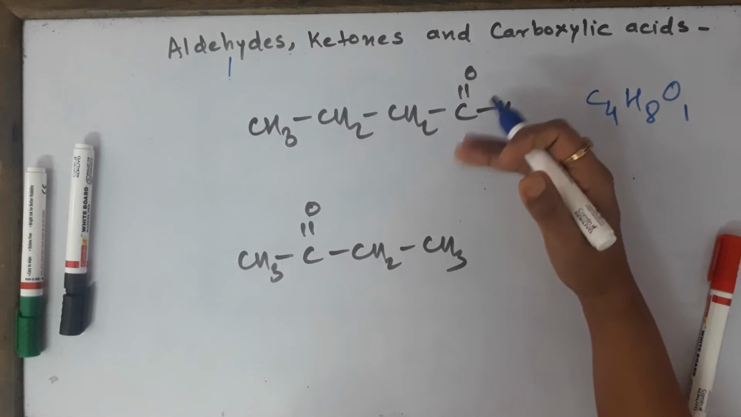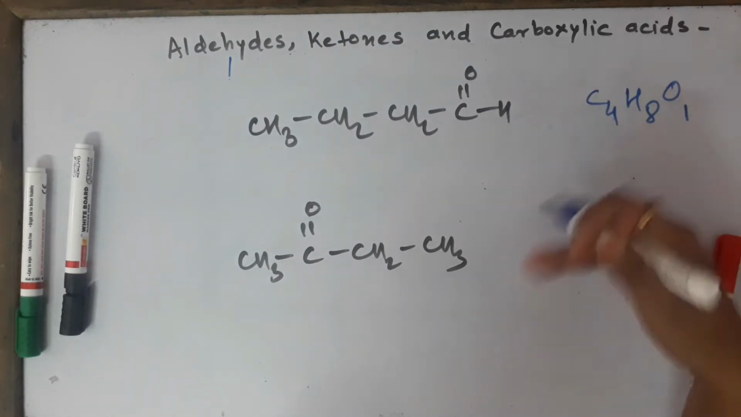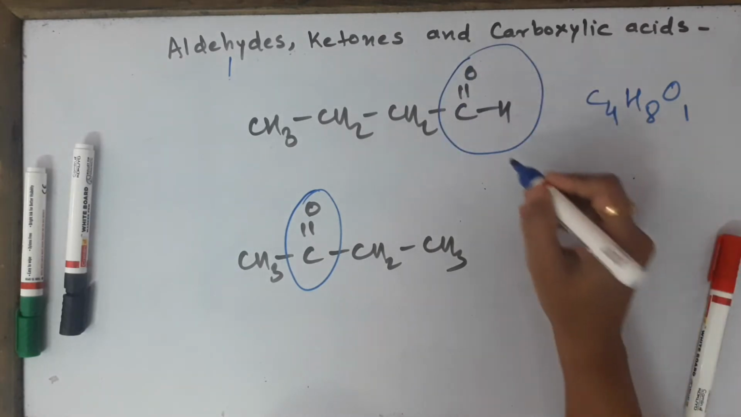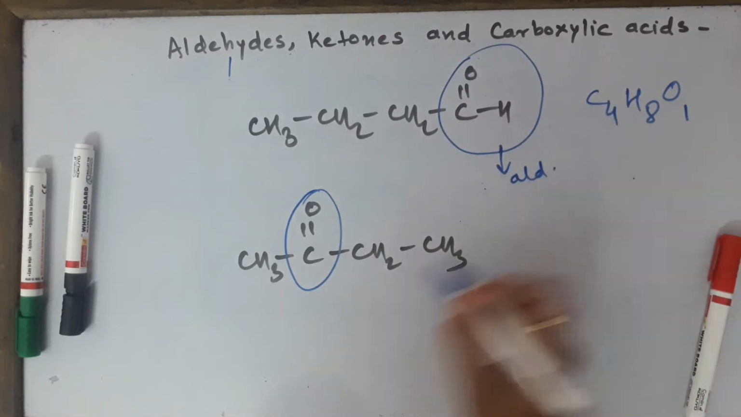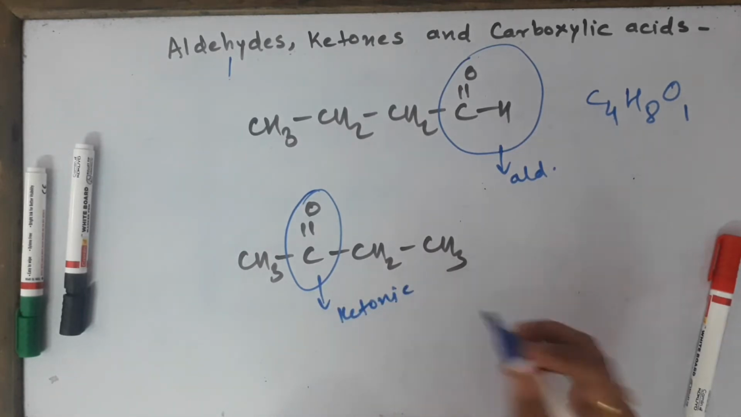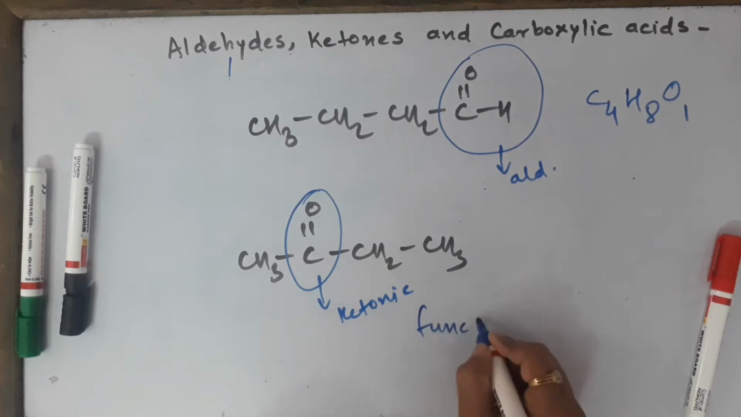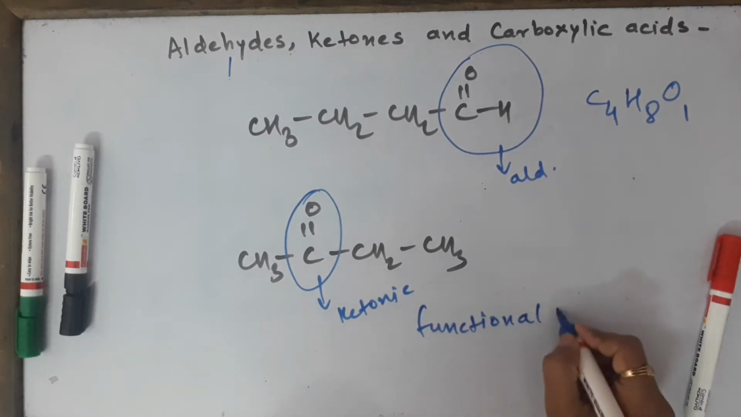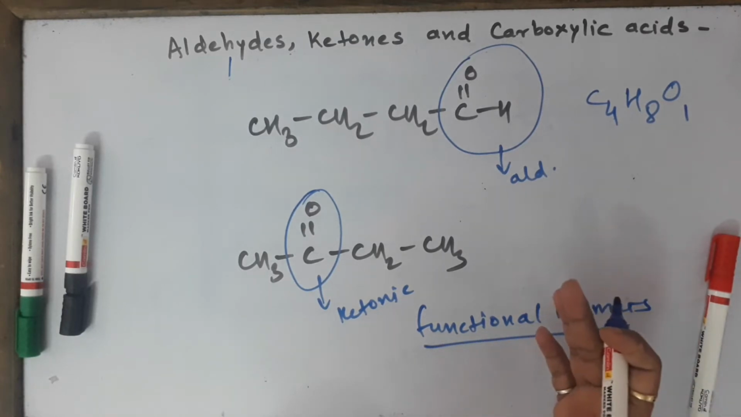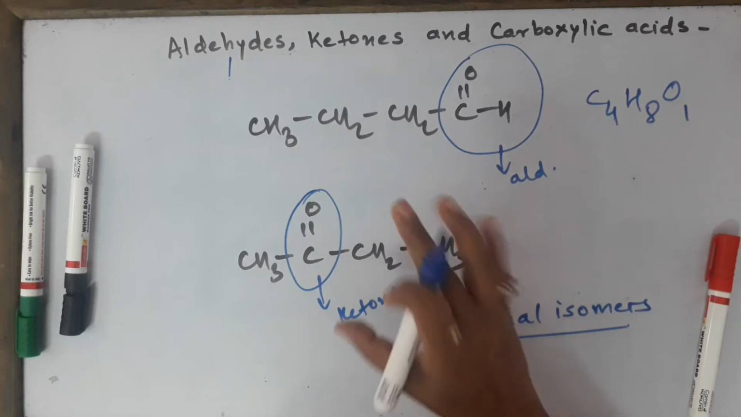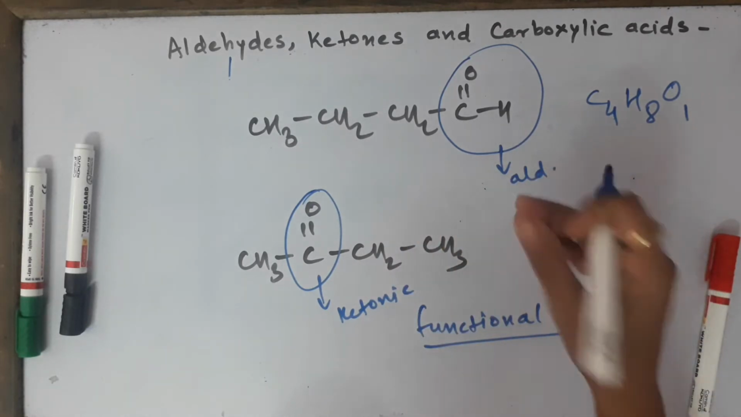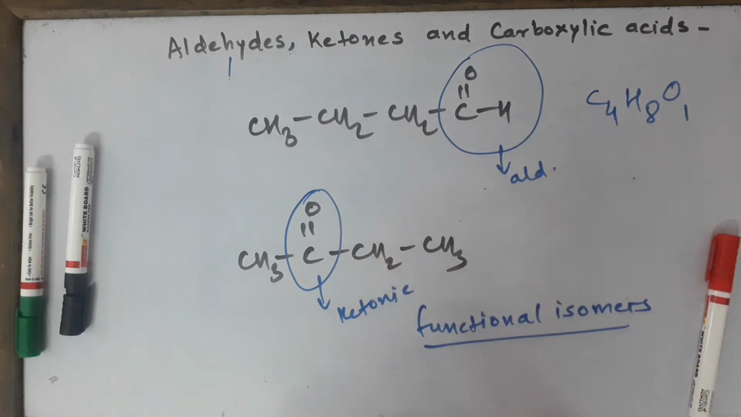So these are two different compounds which have the same molecular formula, but the functional group is totally different. One has the aldehydic functional group and the other one has the ketonic functional group. So we say that aldehydes and ketones are functional isomers of each other, and many of their properties are going to be the same. Aldehydes and ketones show almost the same properties, except that aldehydes are more reactive as compared to ketones.